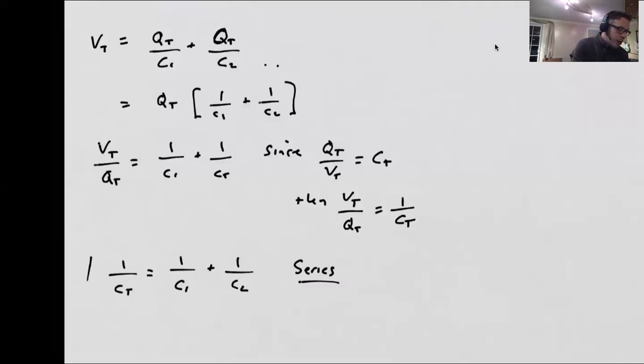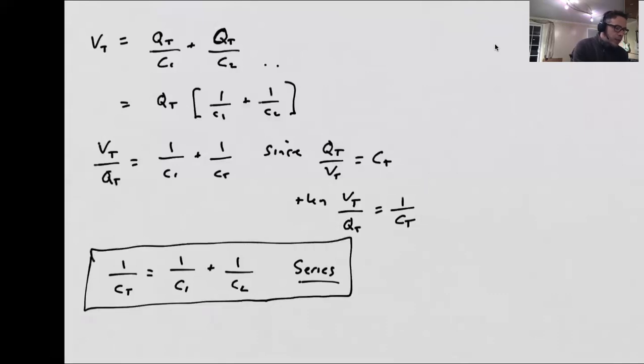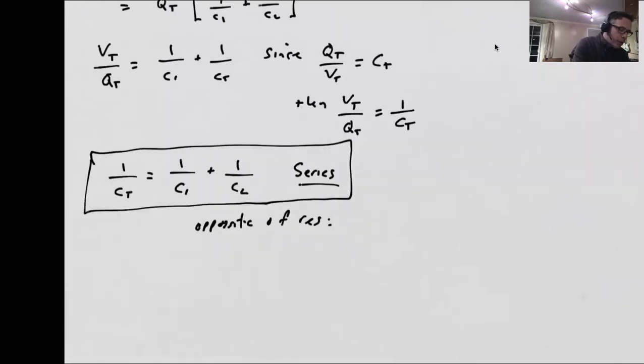So if we want to know the total capacitance of two capacitors C1 and C2, and we place them in series, we could have replaced them with a capacitor CT, where 1 over CT is equal to 1 over C1 plus 1 over C2. The exact opposite of resistors in series, which, if you remember, added like the following.